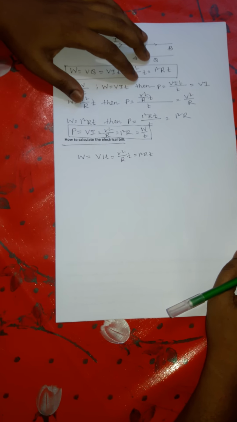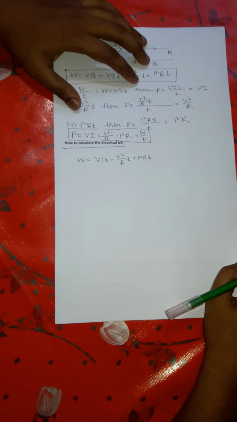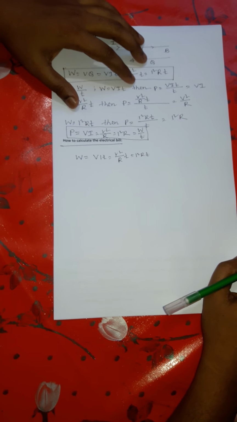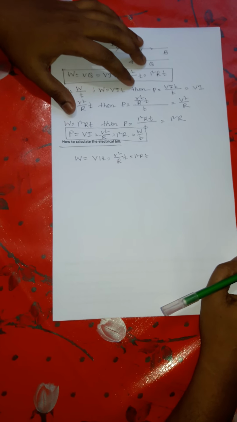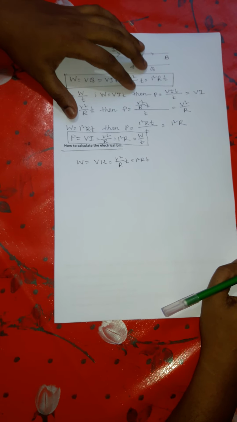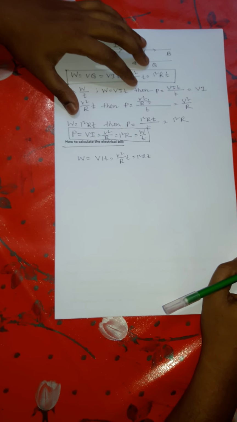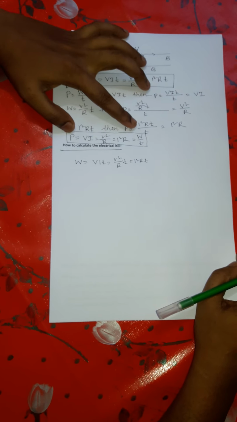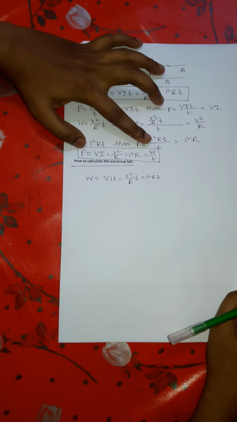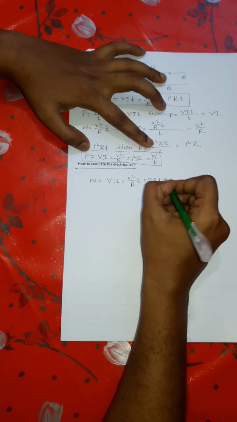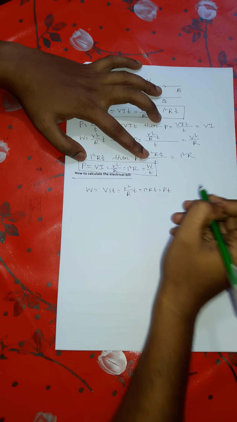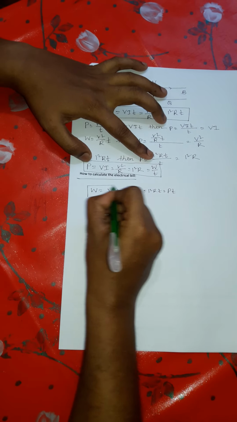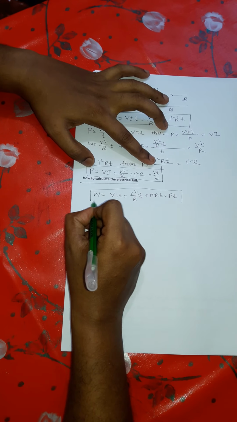Boys and girls, now I am going to calculate the electric bill. The equation of electric work W will equal VIT, or V squared by R into T, or I squared R into T. And if I use P equal to W by T, then I can say that W will equal P into T. This is the key or main equation of the electric bill.